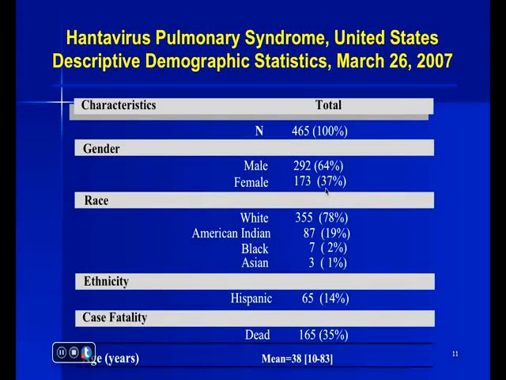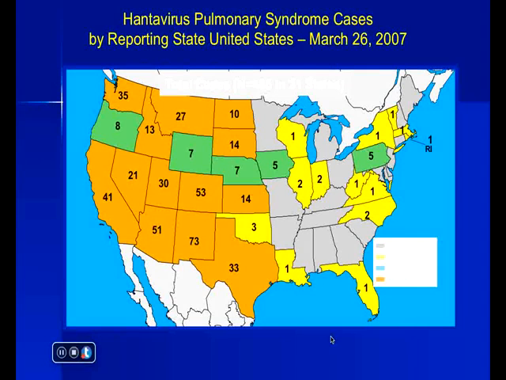And of these cases that were affected, the case fatality rate down here was 35%. So of all the people who were exposed to hantavirus, about a third of them died. So it's a pretty serious illness if people get it. And as you can see, there's a distribution among people who got hantavirus.